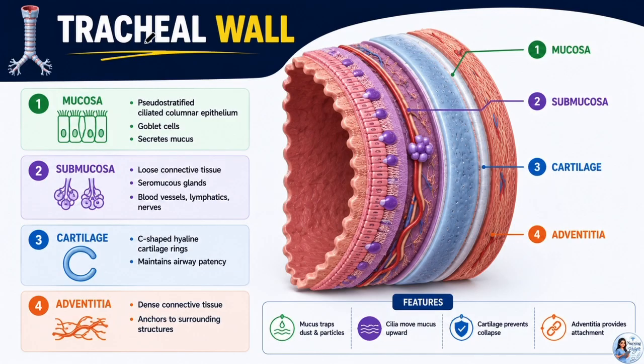Now, let's zoom in even further and look at the wall of the trachea. Think of the trachea like a well-designed building. Instead of having just one layer, it has multiple layers, and each layer has its specific job. Let's start from inside and move towards the outside. The innermost layer is the mucosa. It is lined by pseudostratified ciliated columnar epithelium.